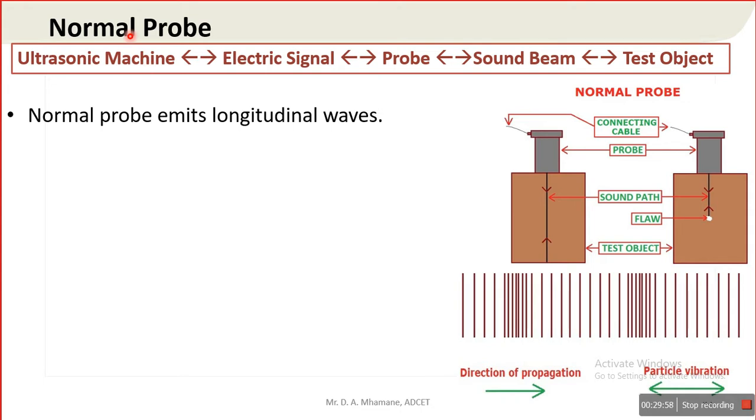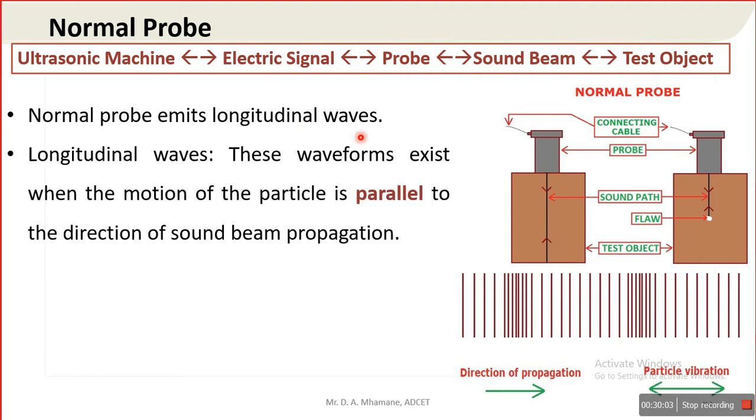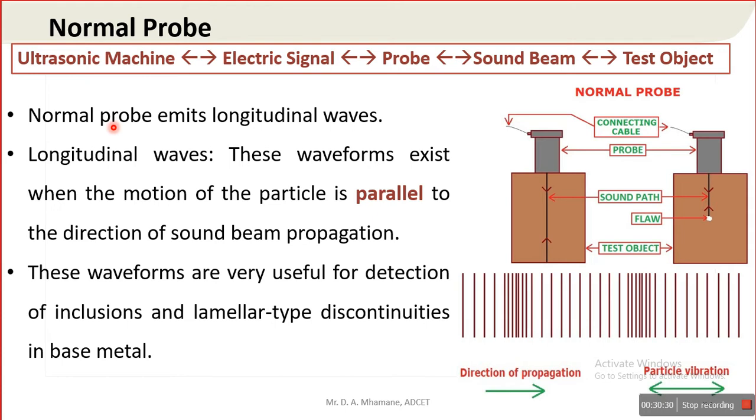So in the normal probe, longitudinal waves are used. What is a longitudinal wave? When particle vibration is parallel to the direction of sound wave, as shown in this figure, it is the direction of propagation and it is the particle vibration. If particle vibration is parallel to the direction of propagation, it is called a longitudinal wave, and these longitudinal waves are used in the normal probe directly. These waveforms are useful for detection of inclusion and lamellar type of discontinuities in base metal.